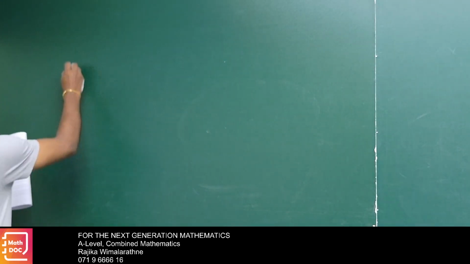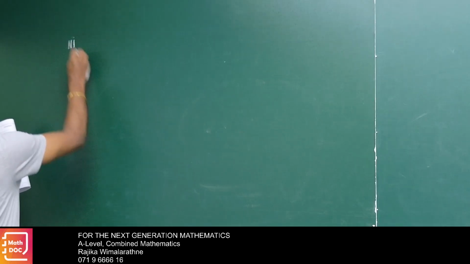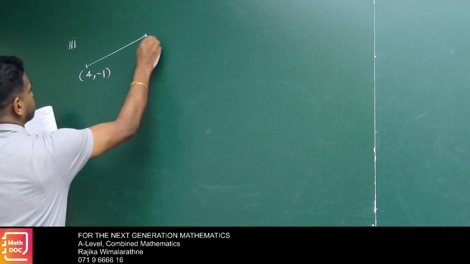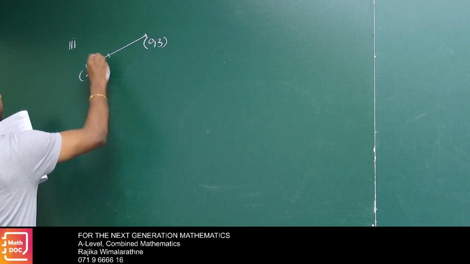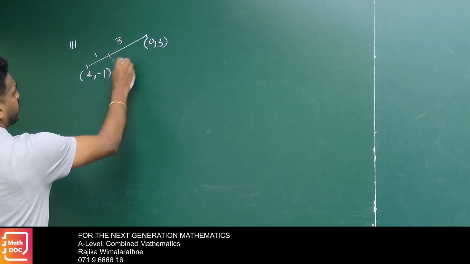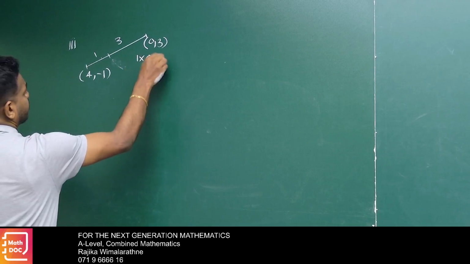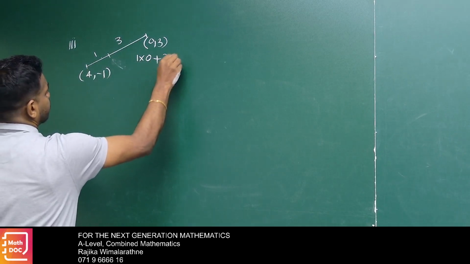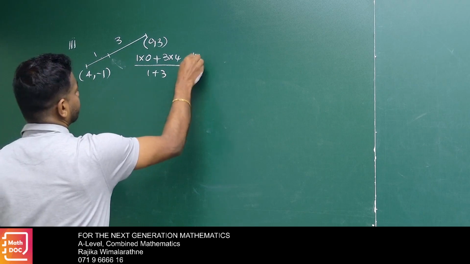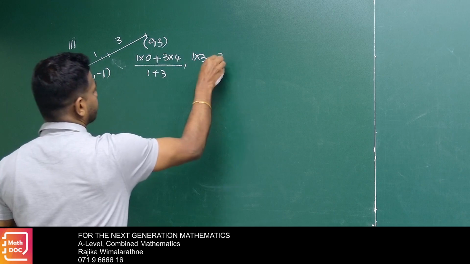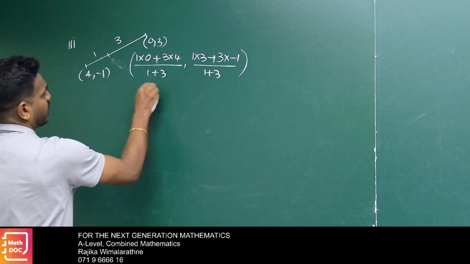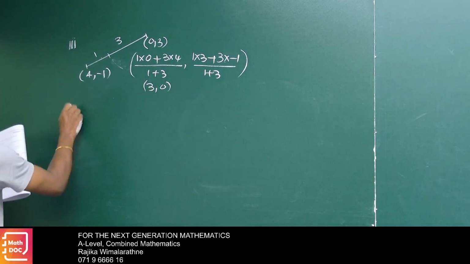Third one, (4, minus 1), (0, 3), internal division 1 to 3. First coordinate, first ratio, second coordinate, second ratio. Here 1 times 0, 3 times 4, over 1 plus 3. 1 times 3, 3 times minus 1, over 1 plus 3. Here 3 comma 0.